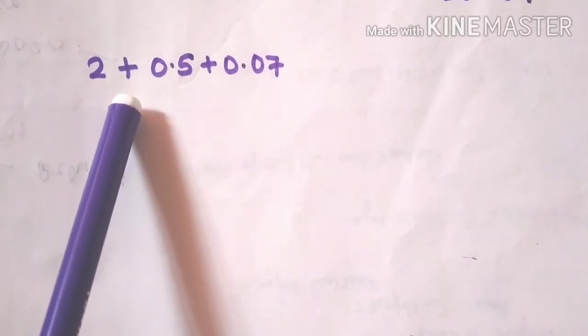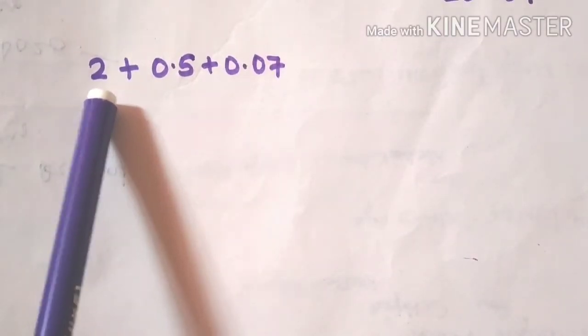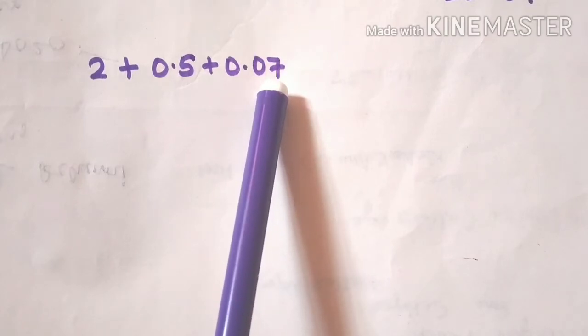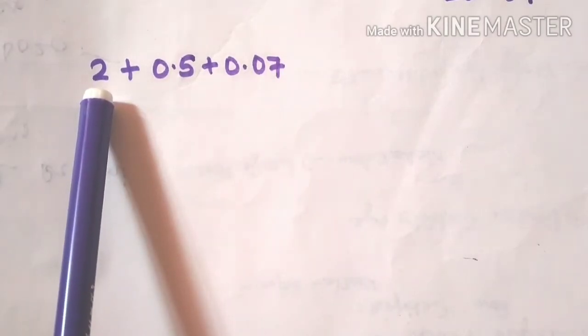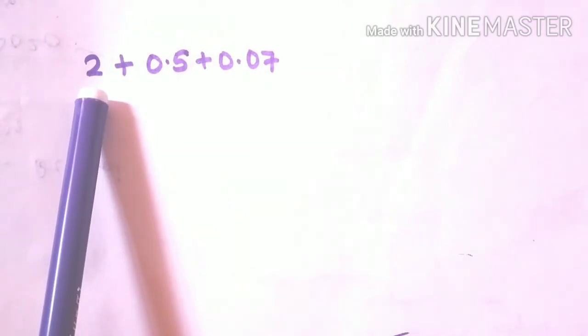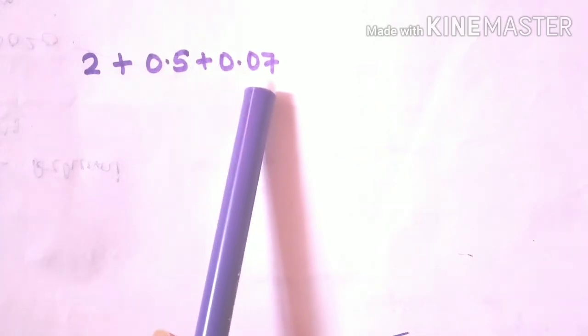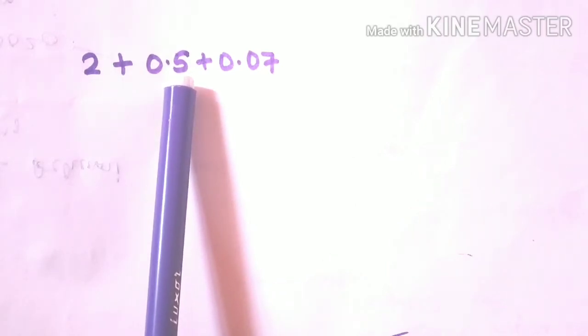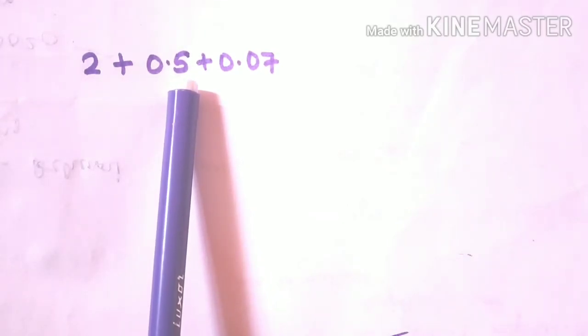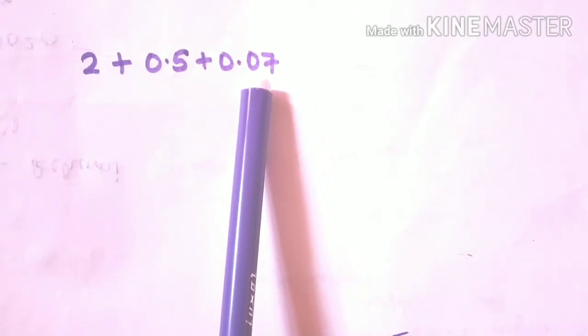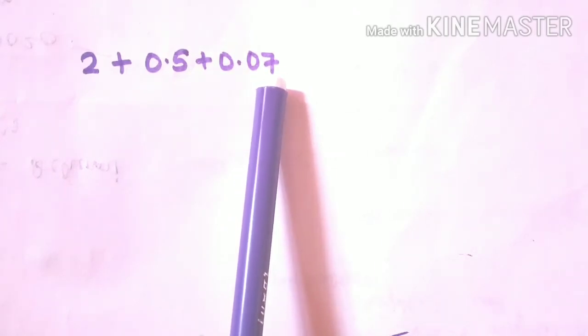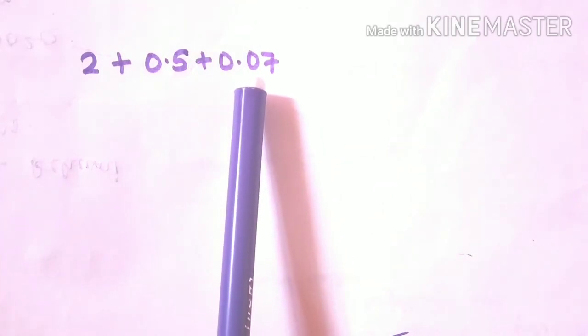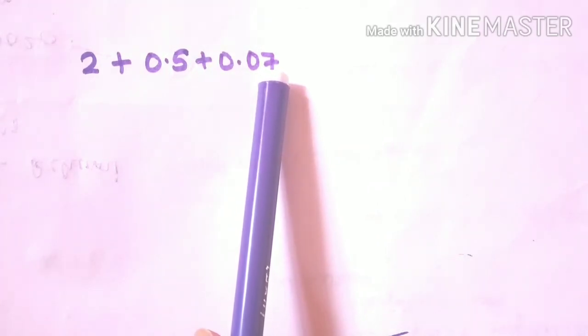Now look at this question. Suppose we are asked to add this whole number and these decimals. Then what we are going to do is, we will first change this whole number into decimal. Now, before changing this 2 into decimal, we have to see which is the decimal with highest number of decimal places. We can see in 0.5, there is only one digit after the decimal point, and in 0.07, there are 2 digits after the decimal point. So the decimal with highest number of decimal places is 0.07.